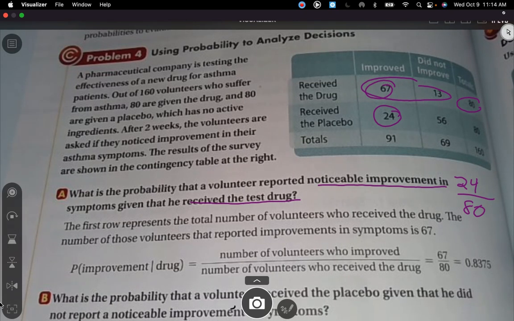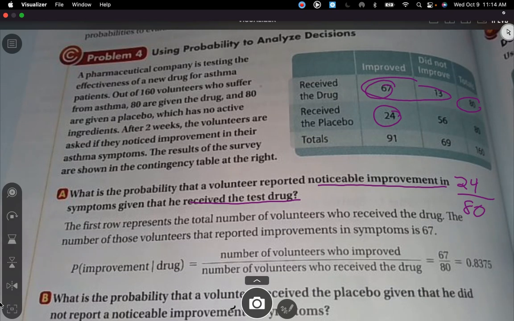What is 24 out of 80? Let me divide. No, they didn't do that one. 30%. So 30% of the people improved given the placebo.